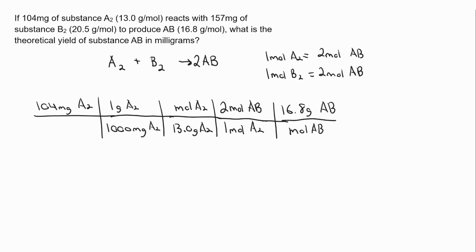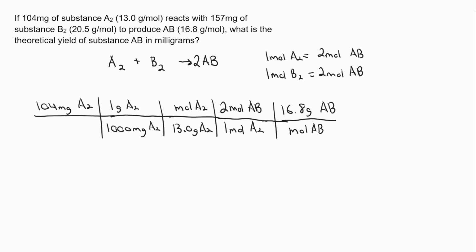Now, the reason why I'm writing out all these units with their descriptors, such as milligrams of A2, grams of A2, and versus grams of AB, is because those are completely different. If you have milligrams on the left side of the table, it might not be the same thing as milligrams on the right side of the table. But milligrams of A2 does not equal milligrams of AB. So you have to keep that in mind.